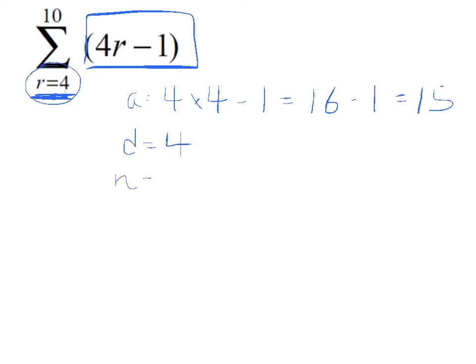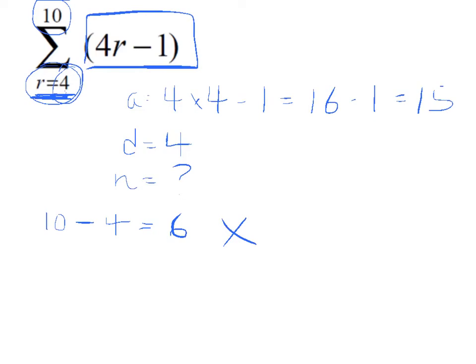Now what about n? Before we had 10 terms, and now we're starting at r equals 4 and going to r equals 10. A common misconception is to say, well, it's 10 terms minus 4 terms, which is 6 terms. However, this is not correct, because if you follow me on your fingers, we've got the 4th term, the 5th term, the 6th term, the 7th term, the 8th term, the 9th term, and the 10th term. So altogether that's 7 terms rather than 6.